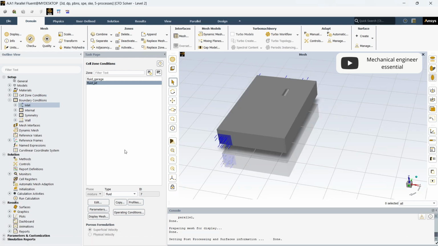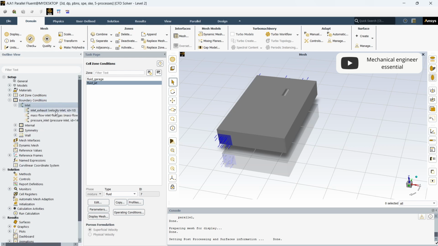In this step, we are configuring the boundary conditions for the inlet_exhaust zone in our simulation. This boundary represents an opening where air or gases either enter or exit the domain, similar to how gases might be vented in a garage ventilation system. Open the Boundary Conditions section from the navigation pane. Select the inlet_exhaust boundary zone.